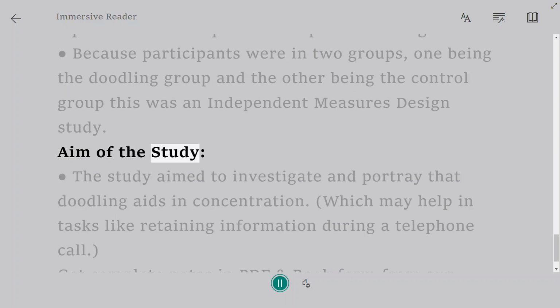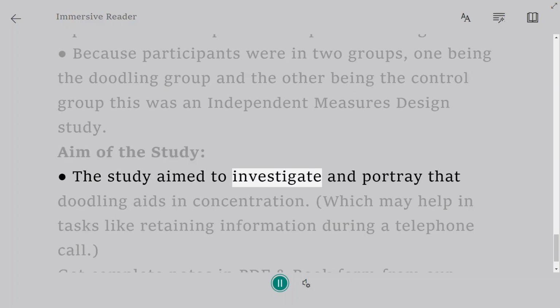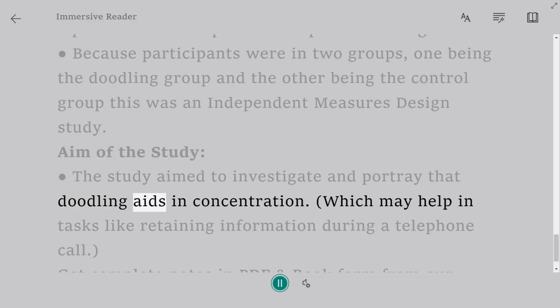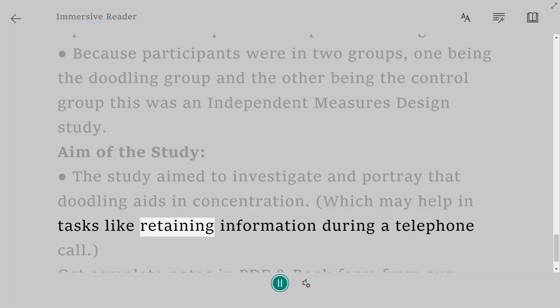Aim of the study. The study aimed to investigate and portray that doodling aids in concentration, which may help in tasks like retaining information during a telephone call.